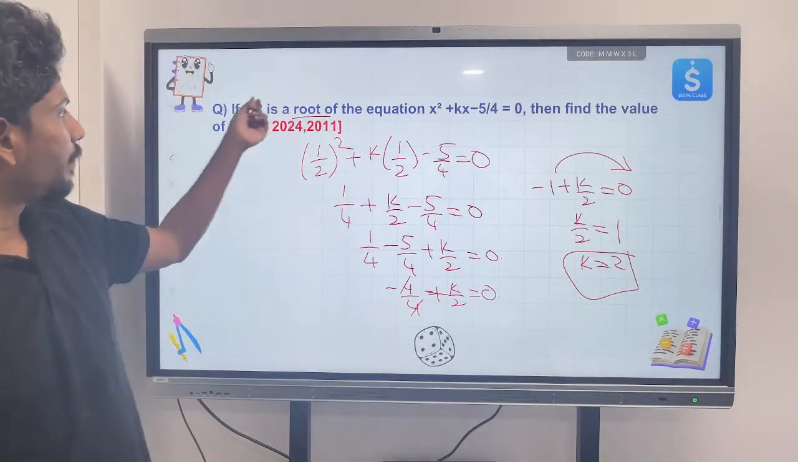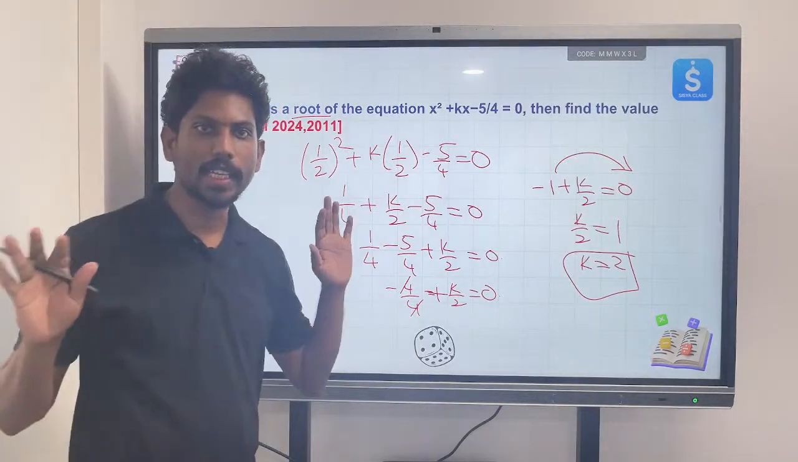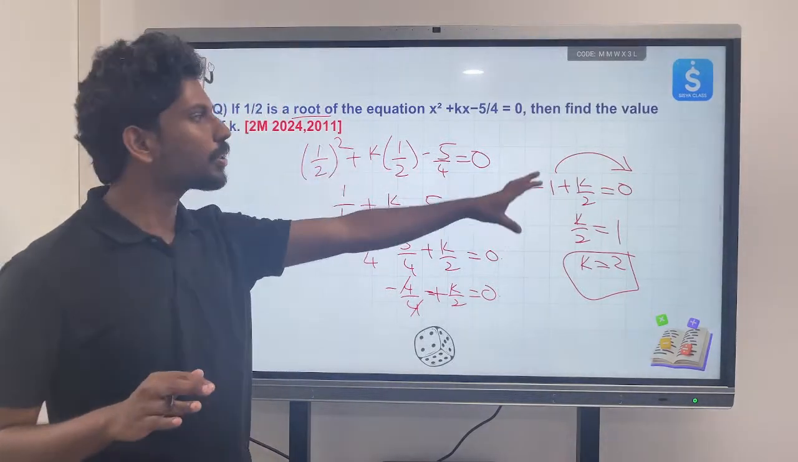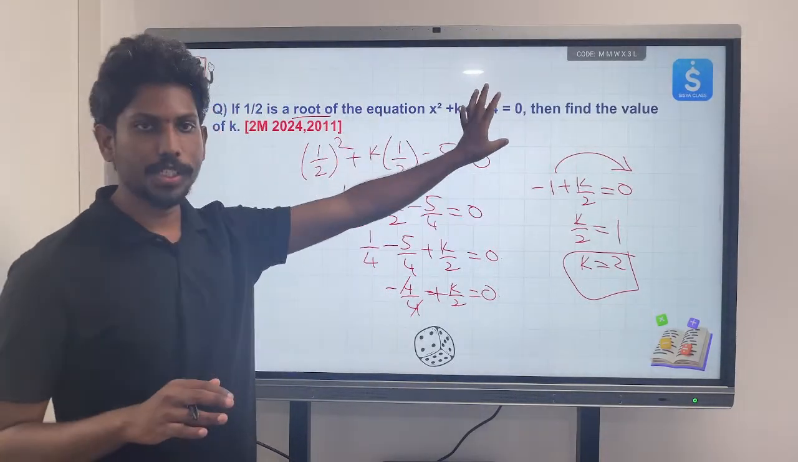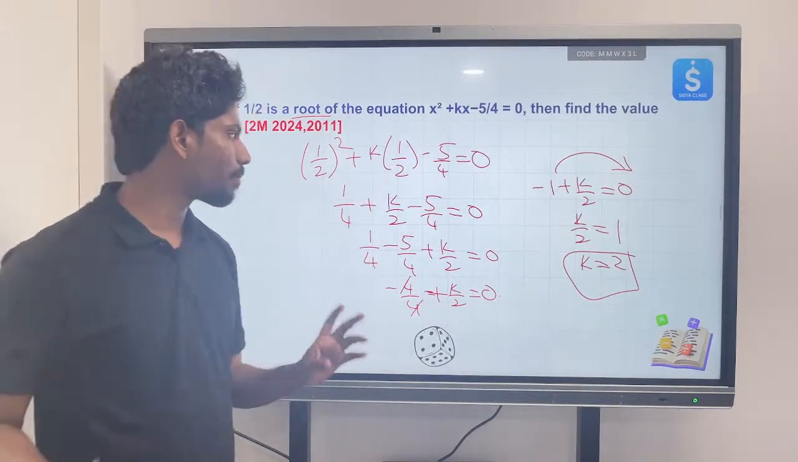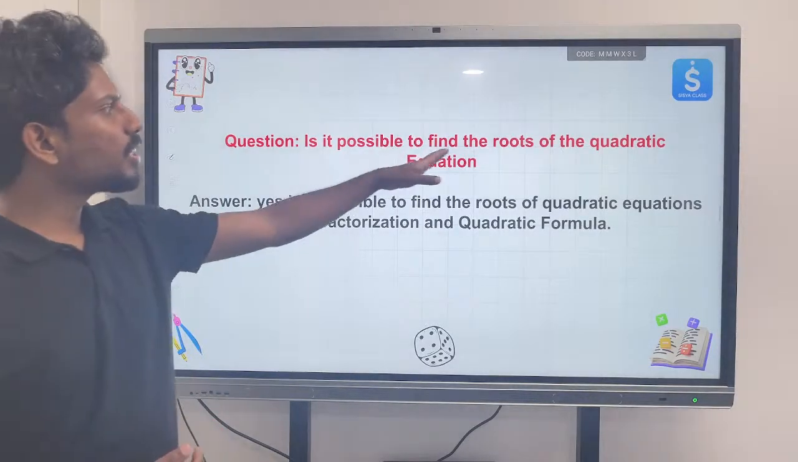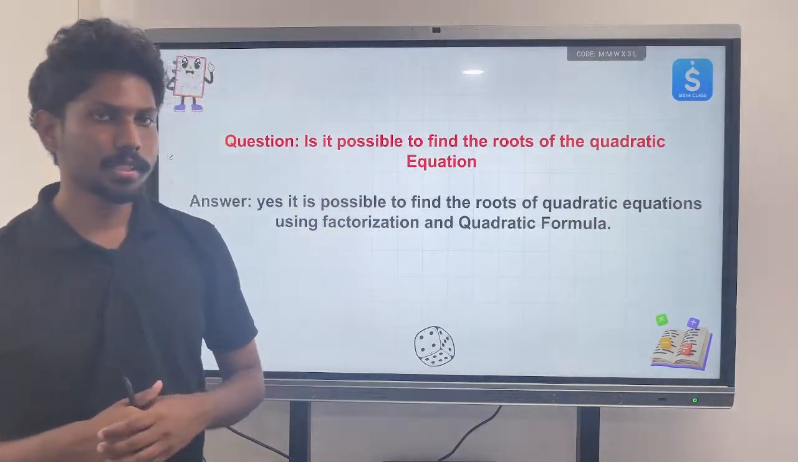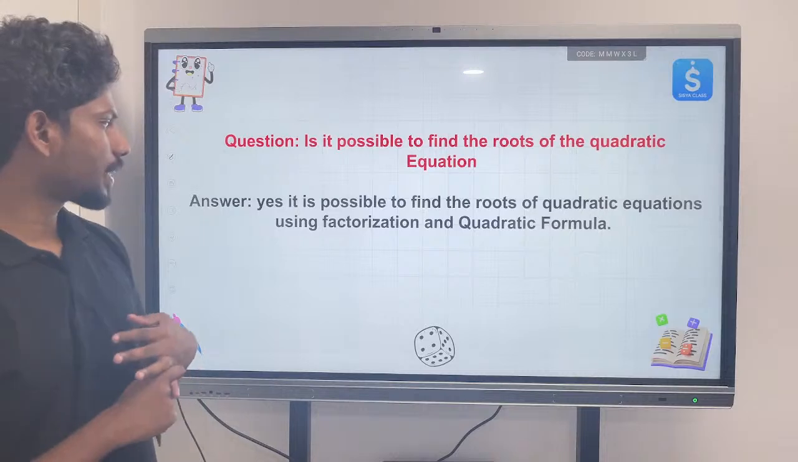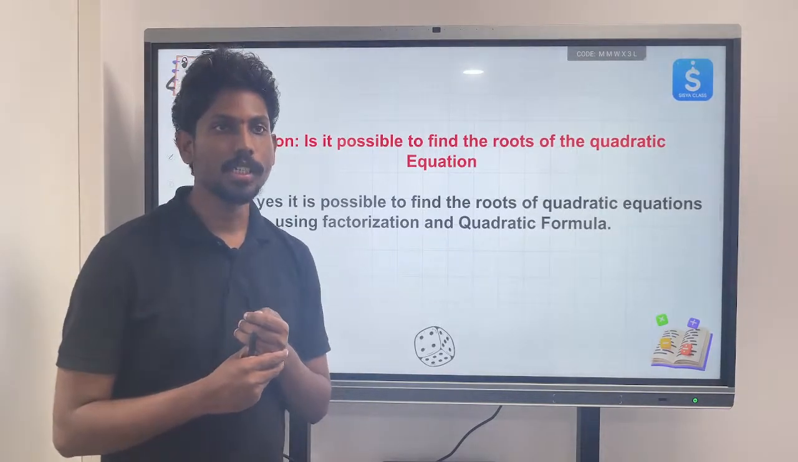So this is how, whenever I say that any number is the root of a quadratic equation, you don't have to do anything. Just directly substitute the value in that particular equation in place of x and find out the answer, right? It is as simple as that. Now, is it possible to find the root of a quadratic equation? Is it possible to find the root of a quadratic equation? Yes, we can always find the root of a quadratic equation, right?